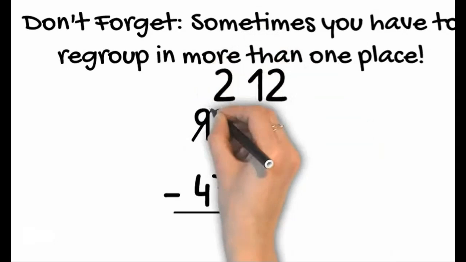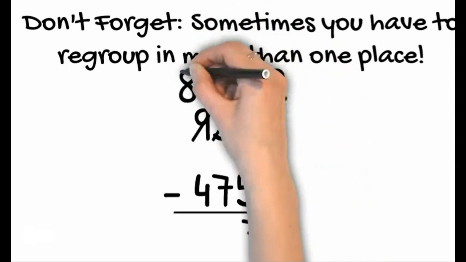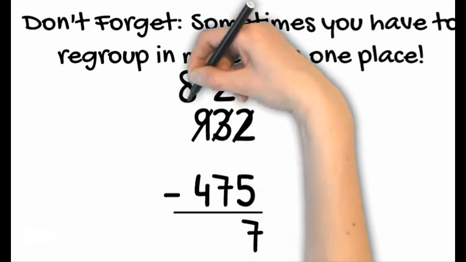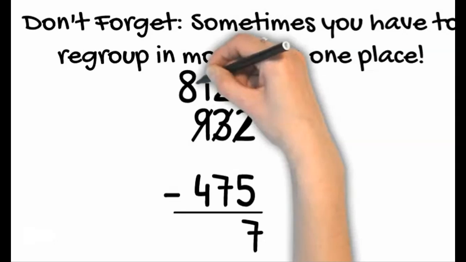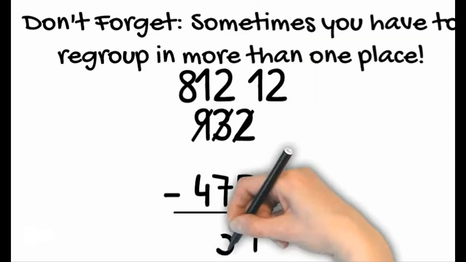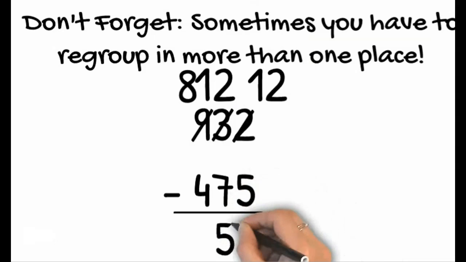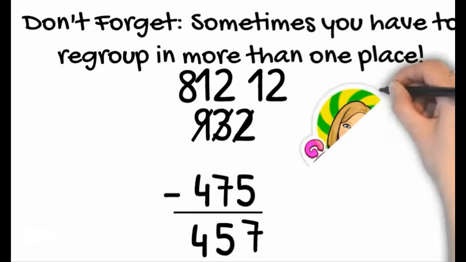Go next door again. But don't worry, we have another neighbor, Mrs. Hundreds. Hey, Mrs. Hundreds, can we have one, please? I have 9. I suppose I can give you one. 9 take away 1 is 8. So we make sure to put that 8 on top of the hundreds place. We bring the 1 over that Mrs. Hundreds gave us and put it right in front of our 2. 12 take away 7 is 5. Now we have the tens place all done. Let's move on to the hundreds. 8 take away 4 is 4. Our answer is 457.